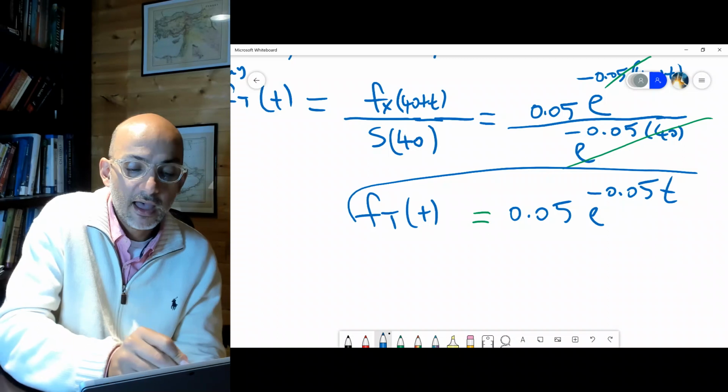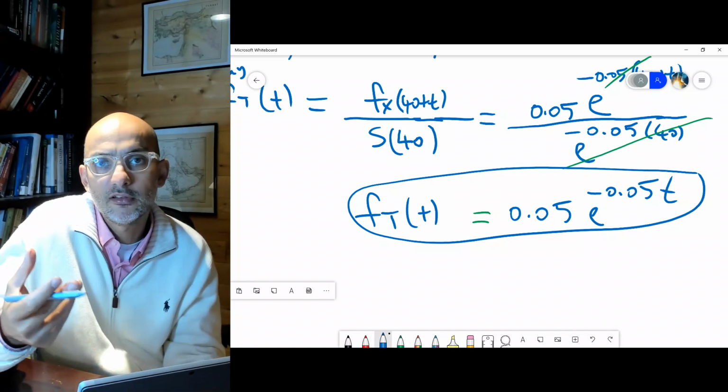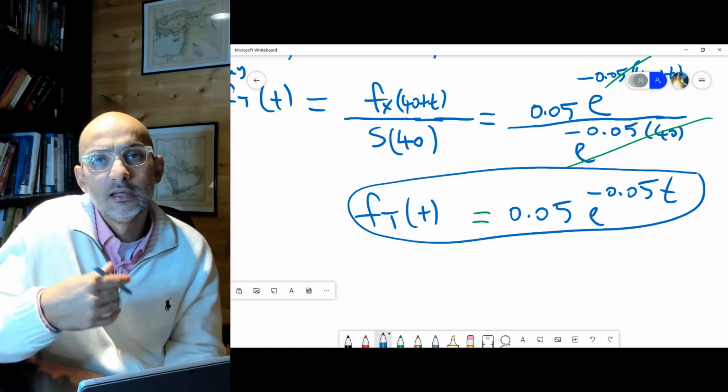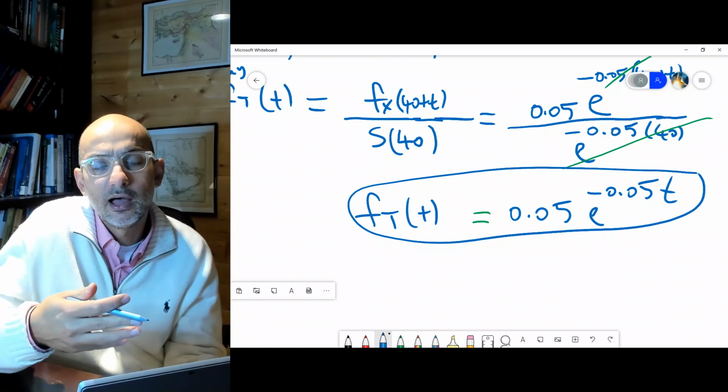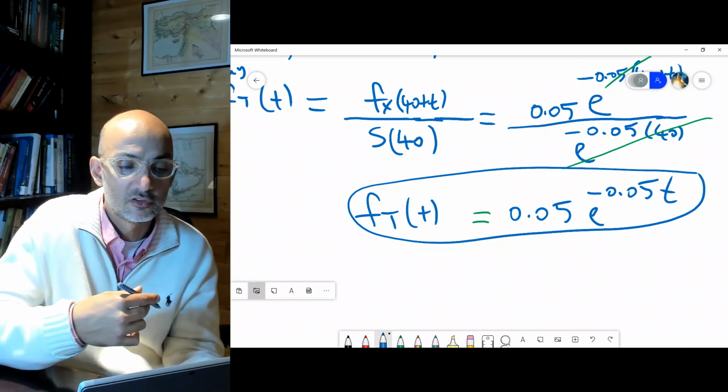And this is exactly the same as the density function of the whole life. So the whole life and the remaining life are the same, because exponential is a memoryless distribution. Whatever information is given is useless in the exponential distribution, because it's what we call a memoryless distribution.